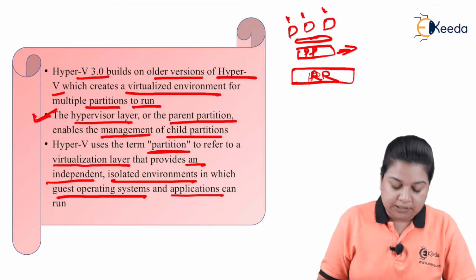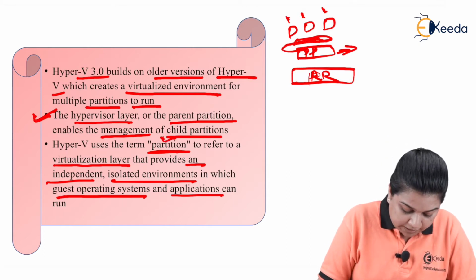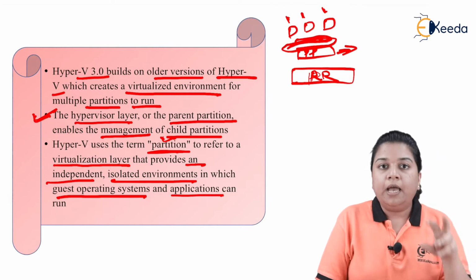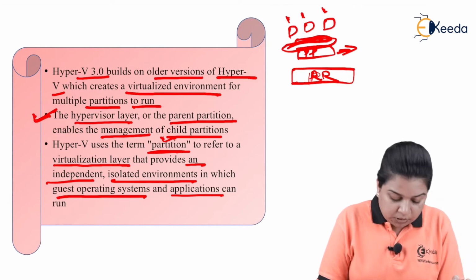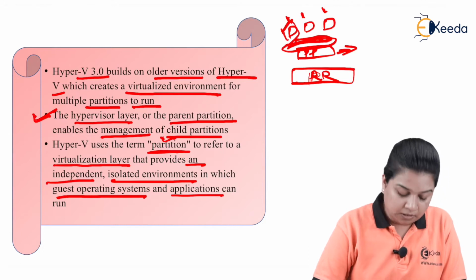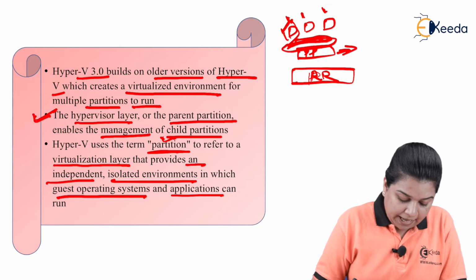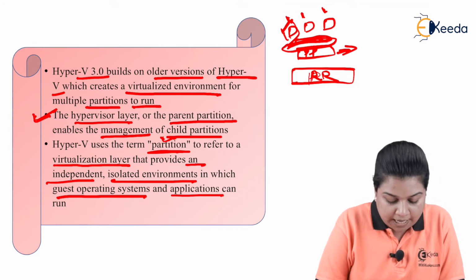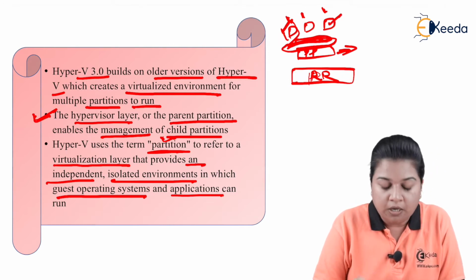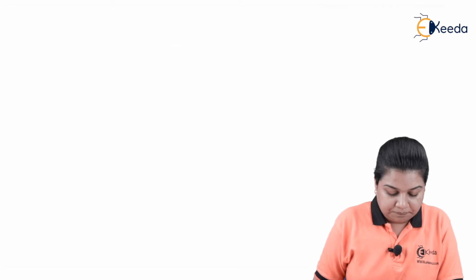Hyper-V uses the term partition here to refer to the virtualization layer that provides an independent, isolated environment. See, this is independent and isolated, in which guest operating systems and applications can run. It has this independent and isolated environment in which the guest operating system as well as applications can run.